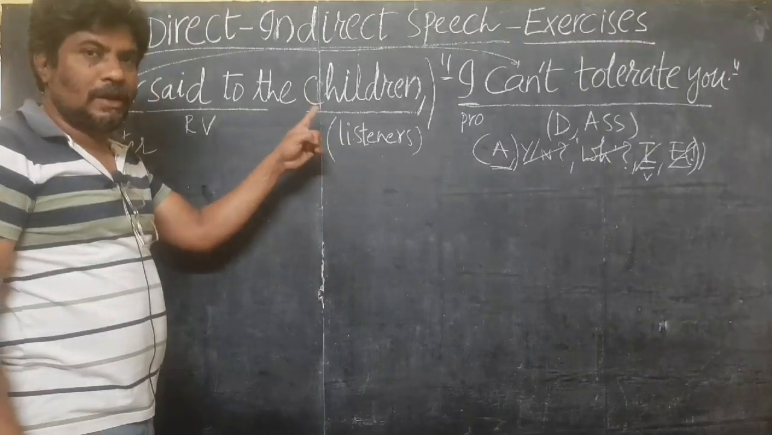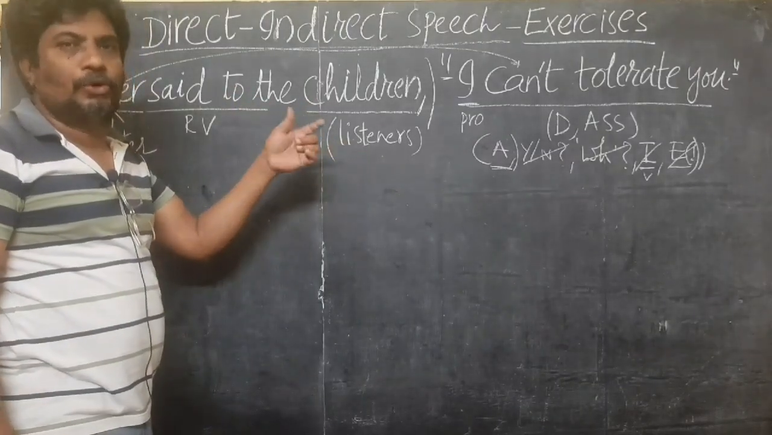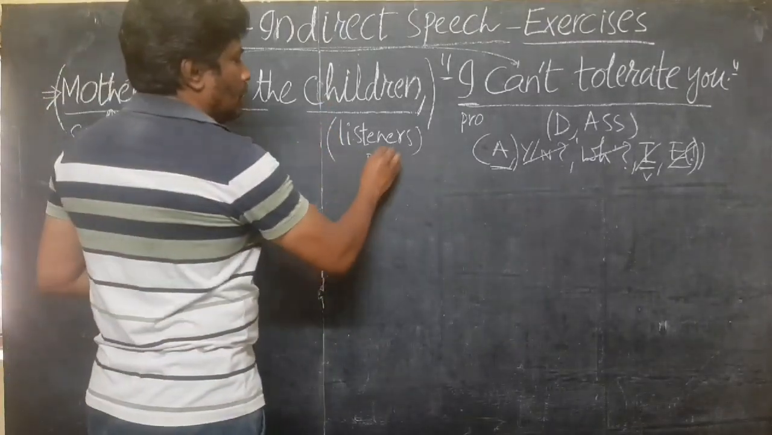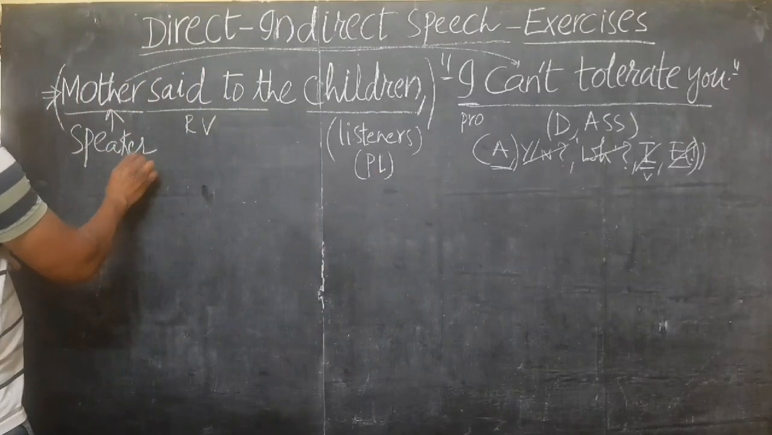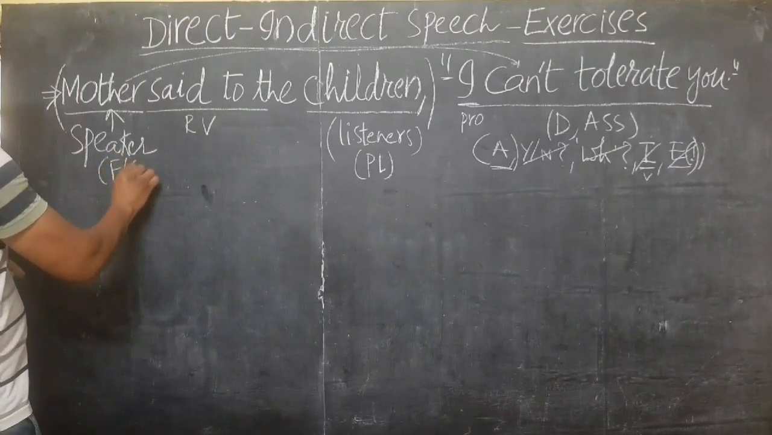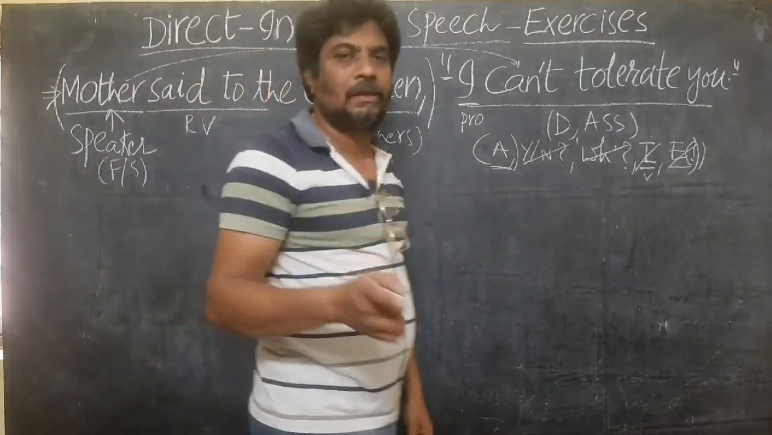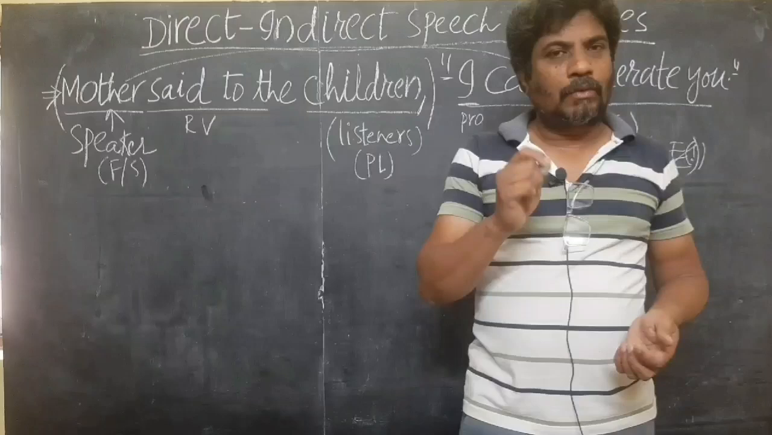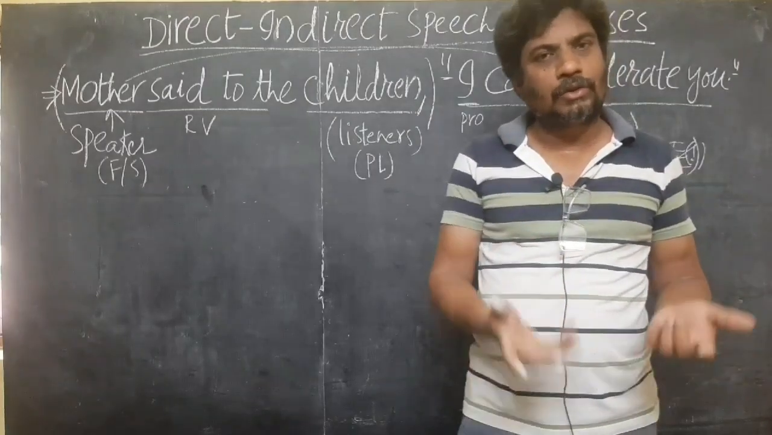Children, common noun. Could be male or female or both together. So children is the plural noun form. Mother is the speaker and she is female and singular. If you understand all this clearly, then whatever you write in the pronoun changes becomes easier. Otherwise, usually students write pronouns in a wrong manner. So that results in a wrong answer, you may lose your marks.